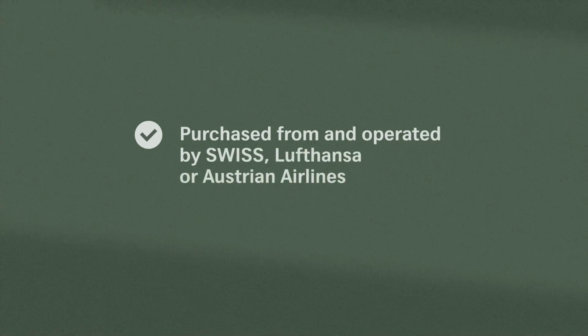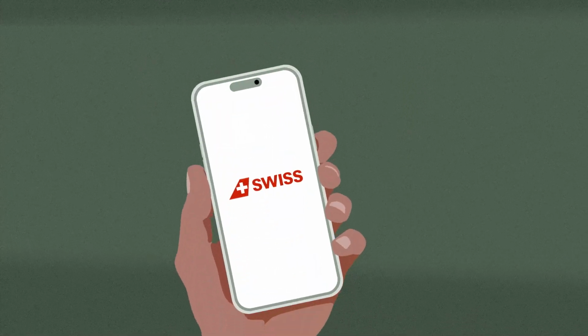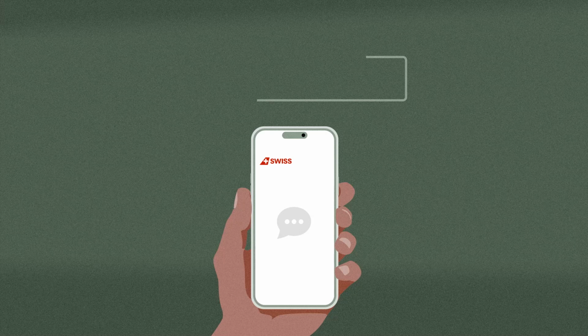It's really easy. Did you buy your ticket from Swiss, Lufthansa, or Austrian Airlines? And is your flight operated by one of these airlines? You can request a refund of your ticket instantly using the Chat Assistant.